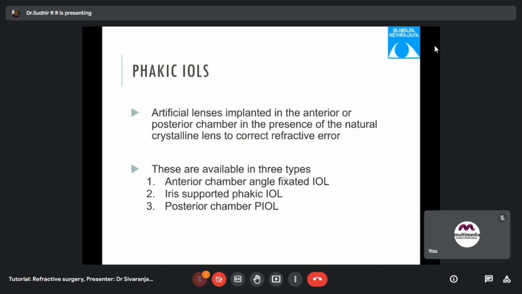Moving on to phakic IOLs. Radial keratotomy and conductive keratoplasty are all obsolete now because of the complications and lower accuracy, so we don't go ahead with those procedures. But just for the sake of exams, you need to know them, at least the basics of how they are done, because they will ask you to write an essay on refractive surgery procedures.